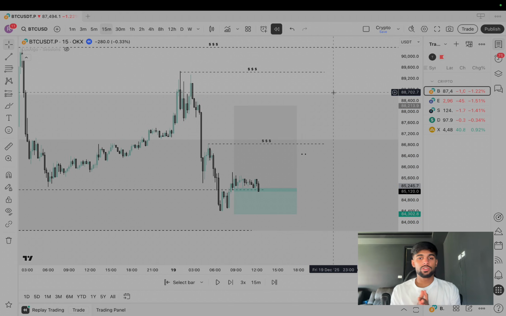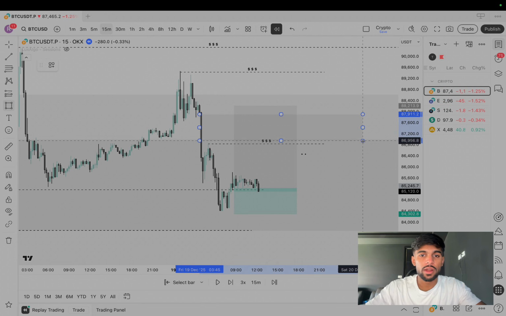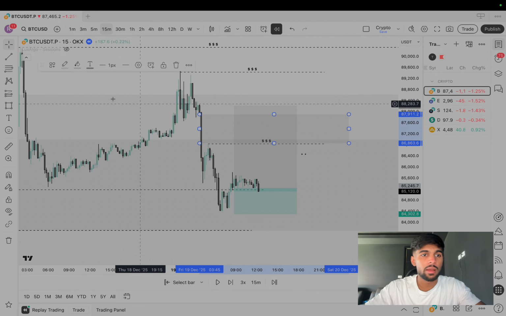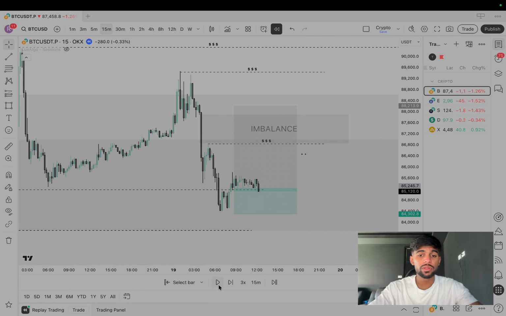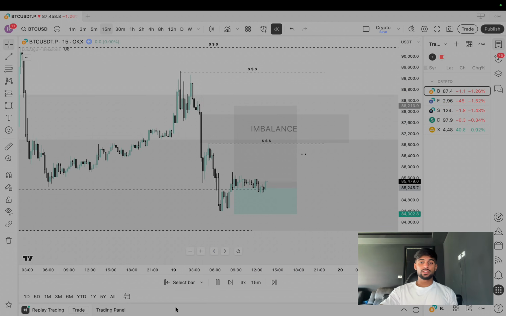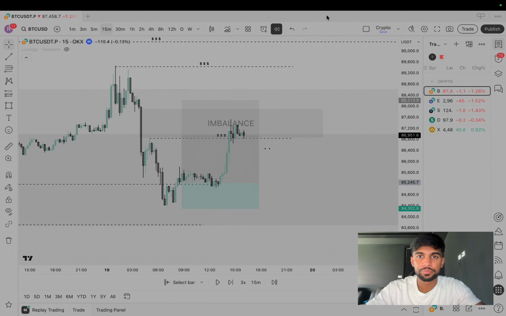So now, yes, we're in the trade. There are some key components to look out for, right? We do have this imbalance zone sitting right above the liquidity to take that price could potentially react off. Right, I'm just going to name it imbalance. All right, so if we let price play out, we did have a nice strong push to the upside, but as you can see, we did have a little bit of a reaction here.